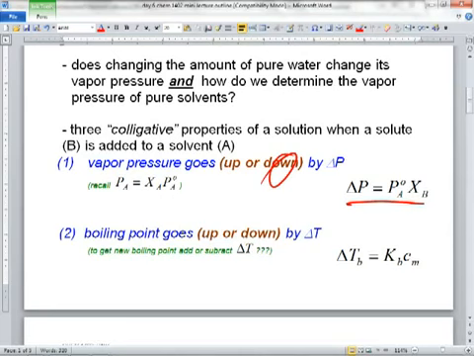So how about the little superscript 0? You haven't seen this enough to know this, I don't think, but what does that superscript 0 mean? Not degrees. It means pure. So whenever you see a superscript 0, that means, hey, look me up in the table, because that's for a pure compound. So PA0 is the vapor pressure of pure water, or the vapor pressure of pure cyclohexane, whatever the solvent is.